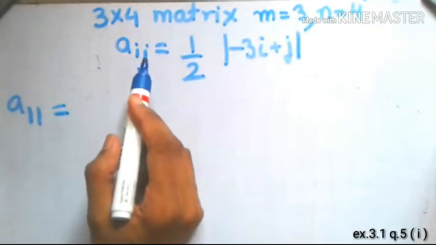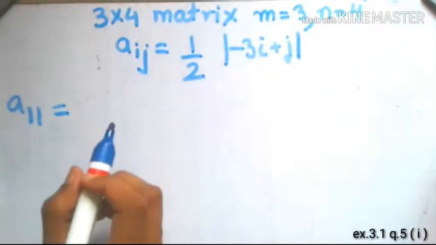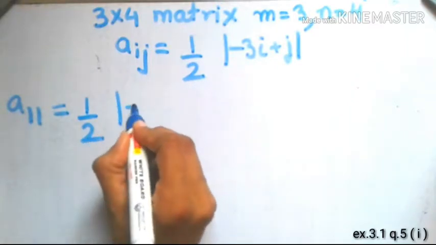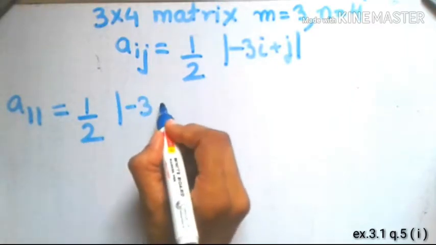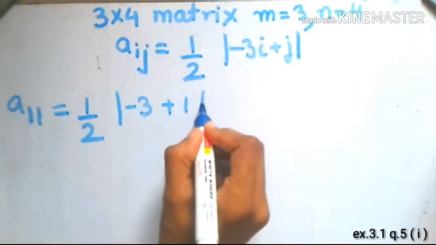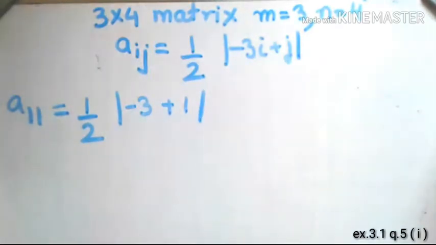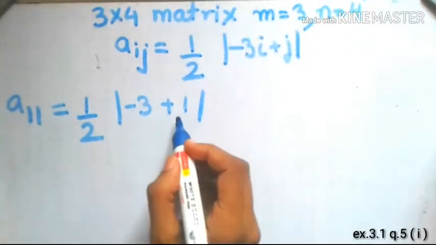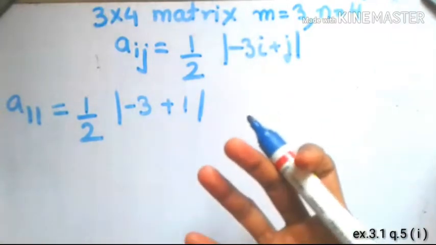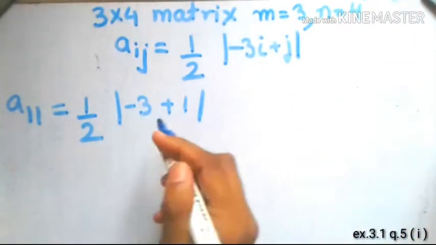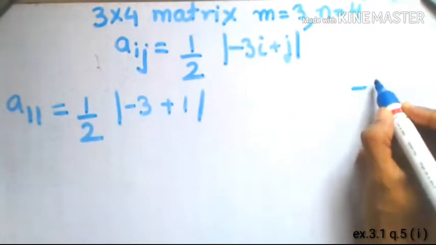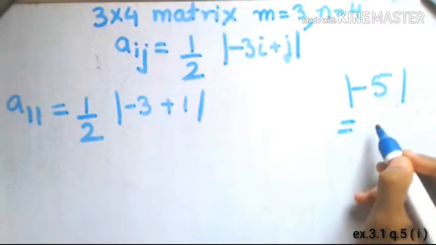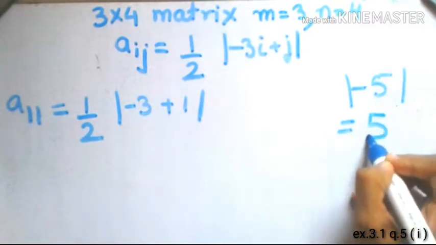A11, I have to use this formula and substitute the value of i as 1 and j as 1. So half into modulus of (minus 3 into 1, which is 3, plus j, which is 1). Now if you recall, what is the nature of the modulus function? Whatever is the input, the modulus function always gives you a positive output. For example, if I have minus 5 and I put it inside the modulus sign, I will get the answer as plus 5.